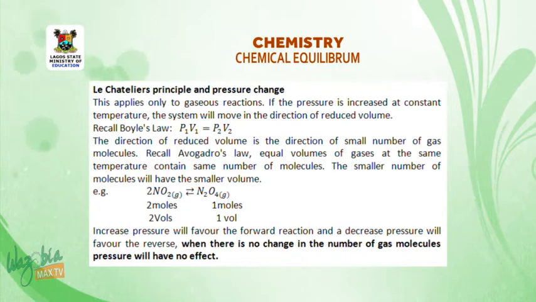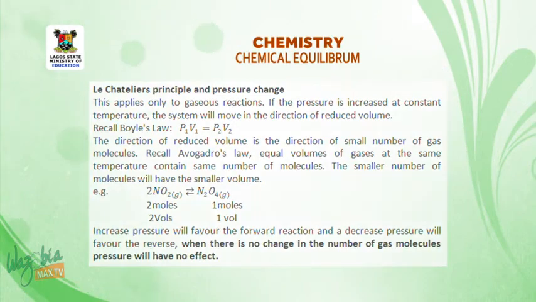Now, let's say, for example, 2NO2 to give N2O4. On the reactant side, we have 2 moles, which is 2 volumes. On the product side, we have 1 mole, 1 volume. Increased pressure will favor the forward reaction, and a decreased pressure will favor the reverse reaction. When there is no change in the number of gas molecules, pressure will have no effect.